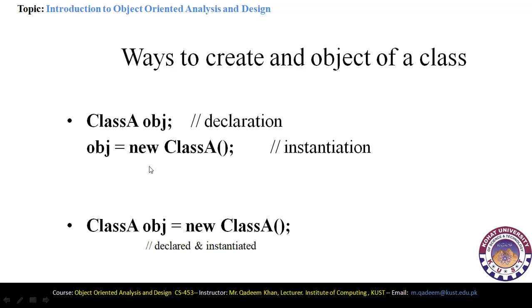This is the instance of the class A. Obj is the instance of the class A, and class A is the constructor. And when the constructor is called, automatically data member and member function will be assigned to the object. This is just one line of declaration and instantiation. Class A object name is equal to new class A, which is the constructor of this class A, and obj is the object.